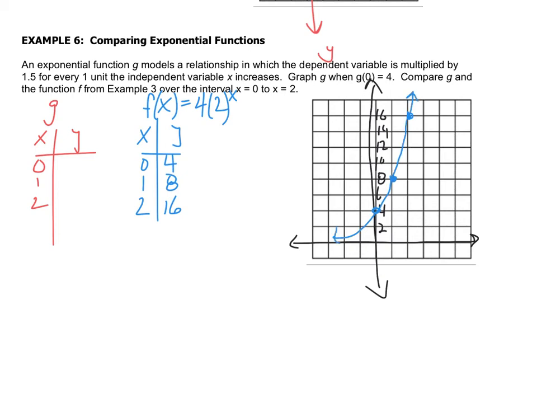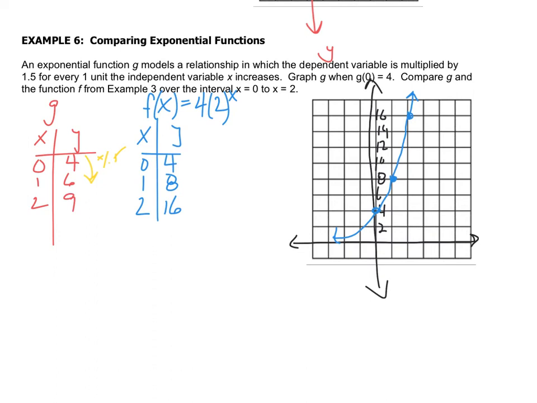Now let's look at this G one. So we know that the y values are going up 1.5 each time. We also know one of our ordered pairs because it told us when G of 0, it equals 4. So when the 0 goes in, there's your 4. Now, if I think of my times 1.5, now I know that my next one would be at 6. And if I again do times 1.5, it would be at 9.